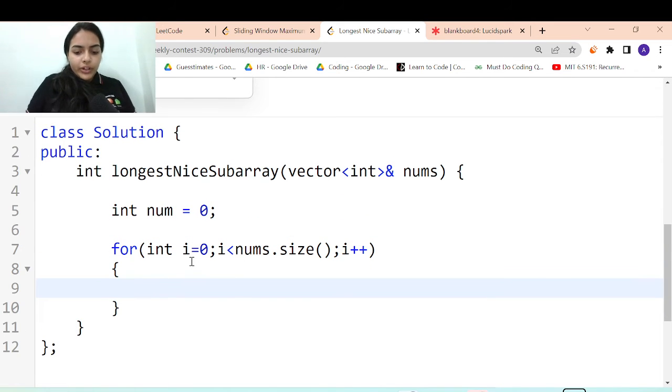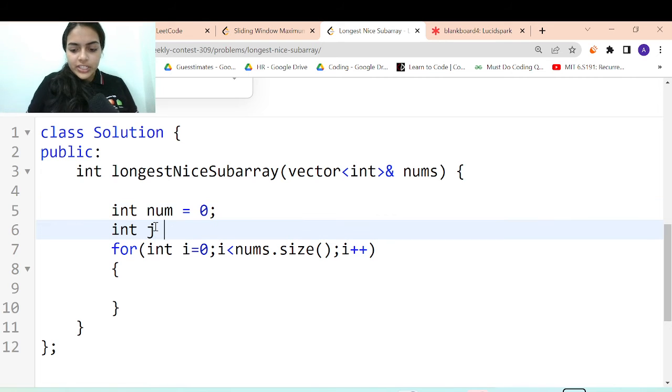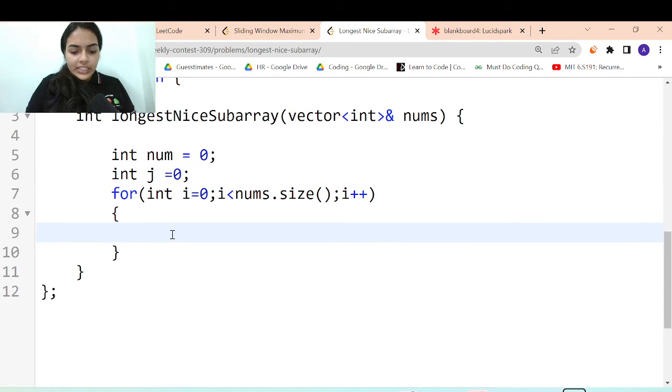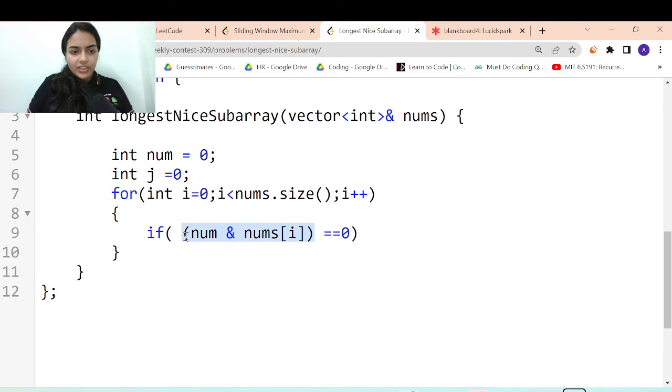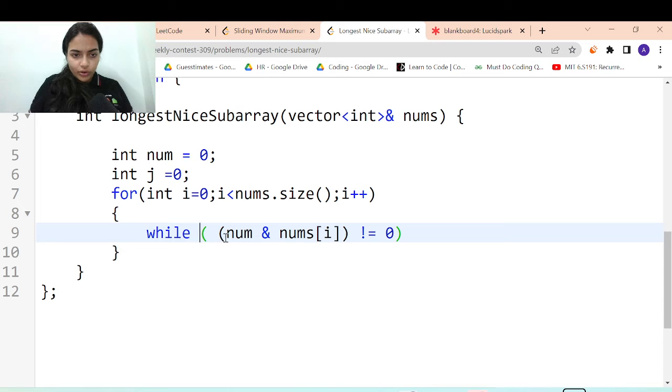Now we can have a pointer j which is going to be behind i. Now we can just check if the AND of this num and the current value, which is nums of i, is equal to 0, then it is awesome. Till now there is no problem. But if this value is not equal to 0, then you will have a problem. So we can give the condition: while this value is not equal to 0.